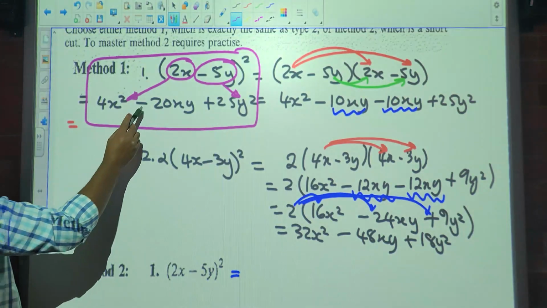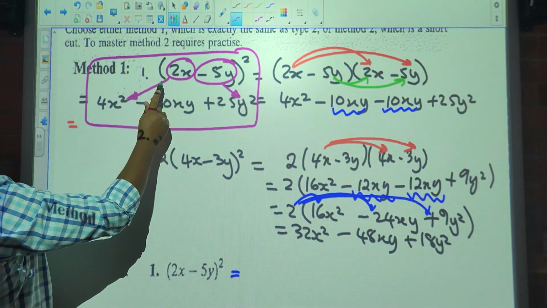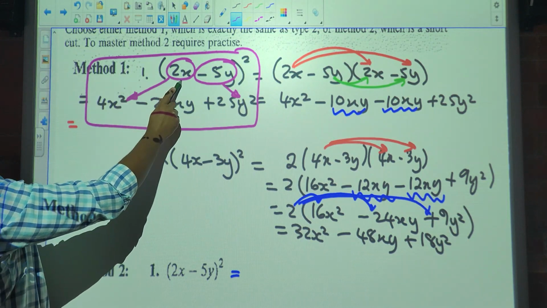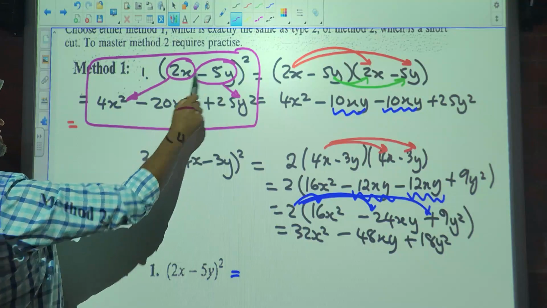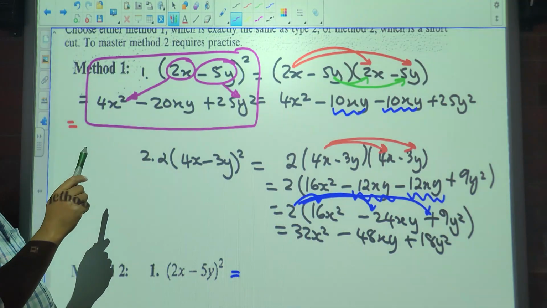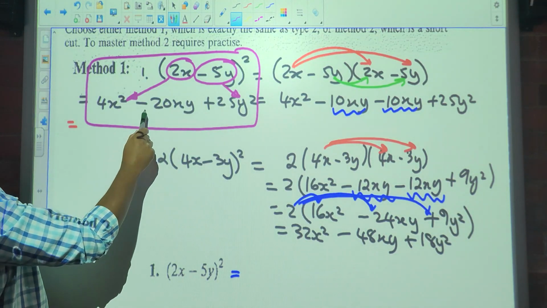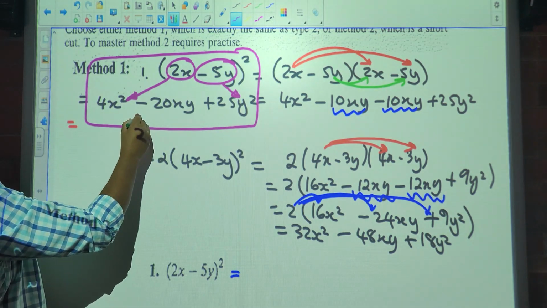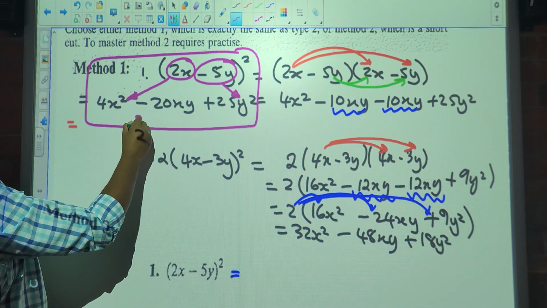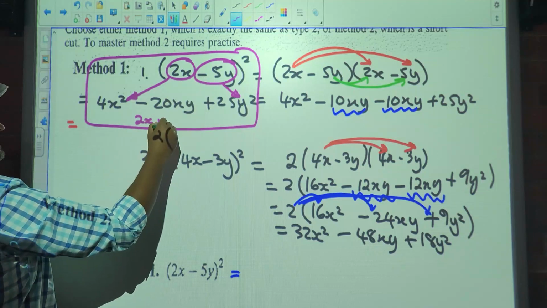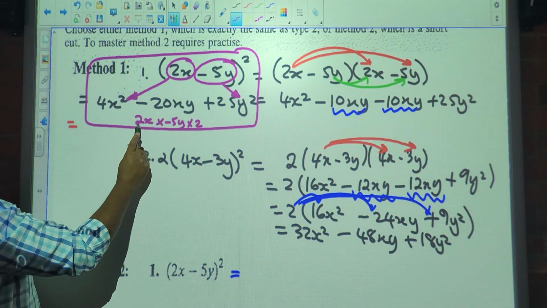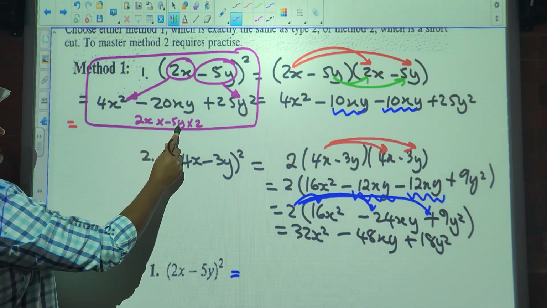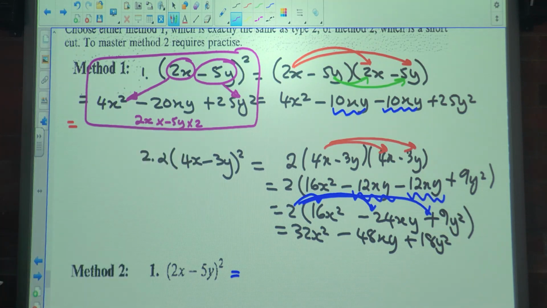What do you notice about the middle term? 2x, yes? Times 5y is going to give you 10xy times 2. So this middle step is going to be 2x, which is the first term, times the second term, times 2. Can you see that? 2x times negative 5y, negative 10xy, times 2, negative 20xy. Yes?